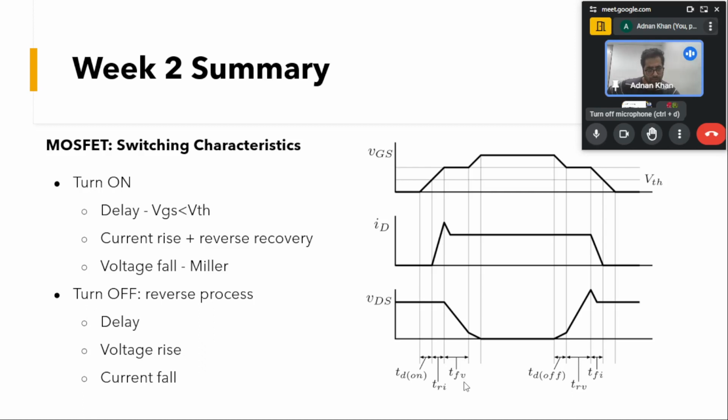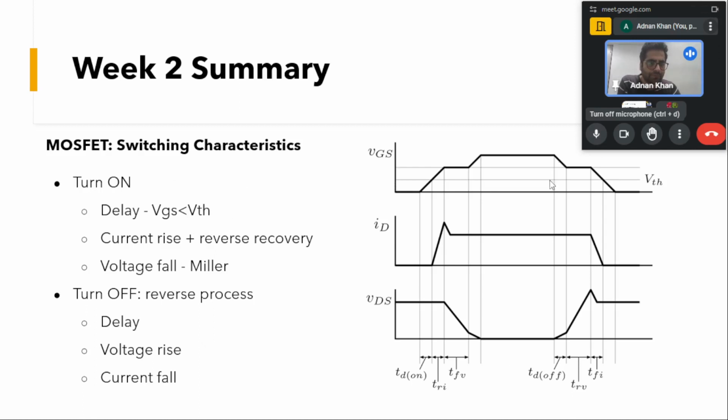The time where my VGS goes from 0 to VTH is known as the turn-on delay time, TD(on). After that there is TRI, the rise time, and then the time after which the voltage will start to fall up to 90% of it. Then the voltage goes to zero, my gate-source voltage will further rise and stay there, and my current will be at the steady state value. That is my turn-on process.